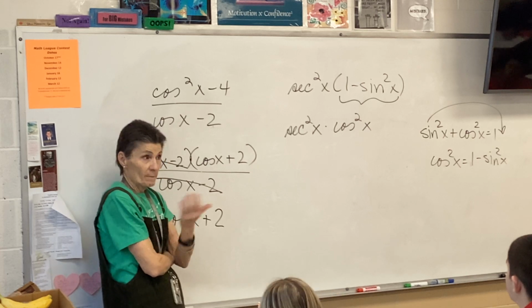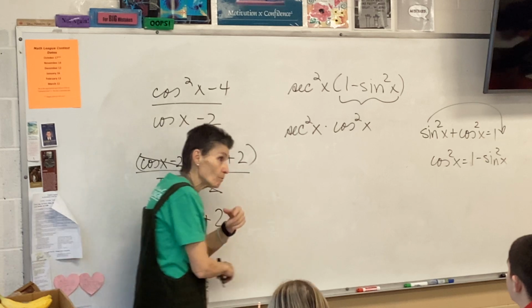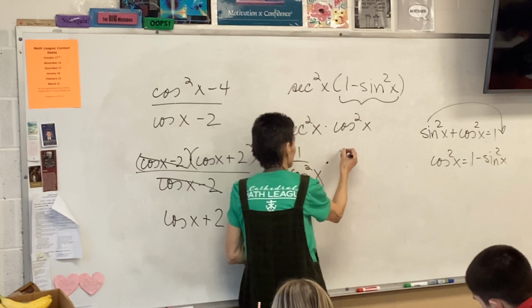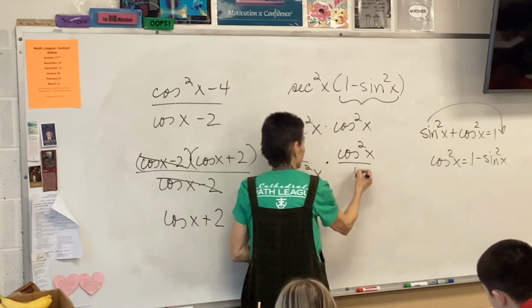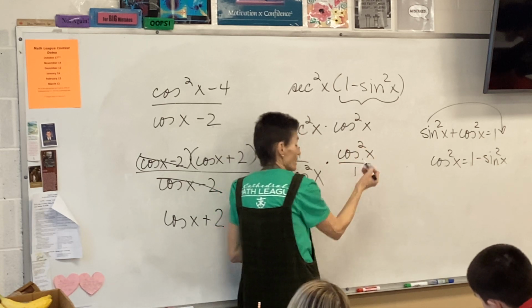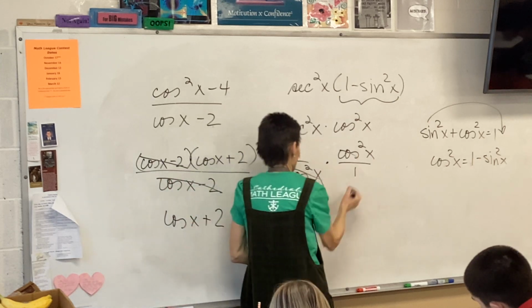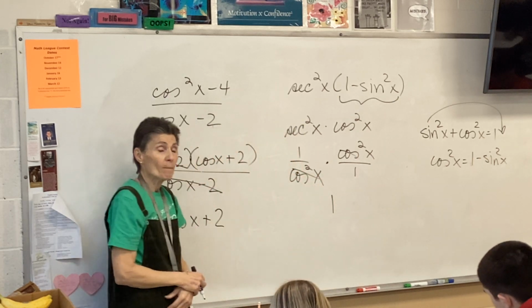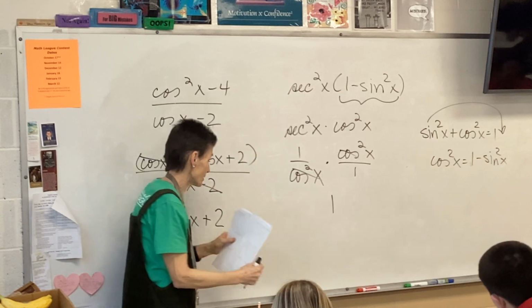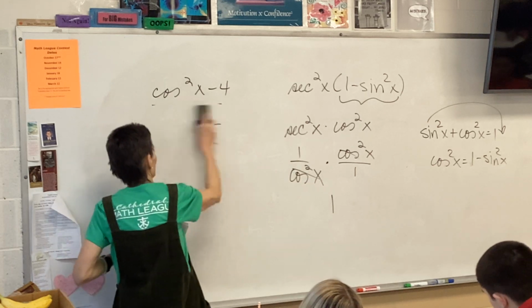Now, what about secant? What's secant? 1 over cosine. Whoa, guys, what's going to happen? I have 1 over cosine squared times cosine squared over 1. It's just 1. Everything's gone. Remember, your job is to simplify. So you're looking for ways to cancel things out, to simplify your problem.